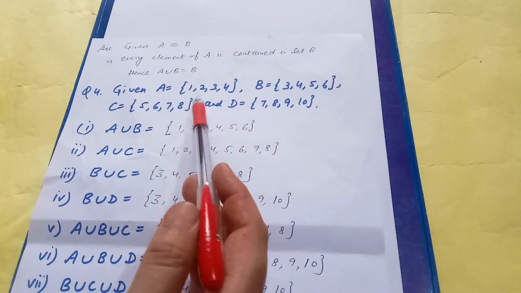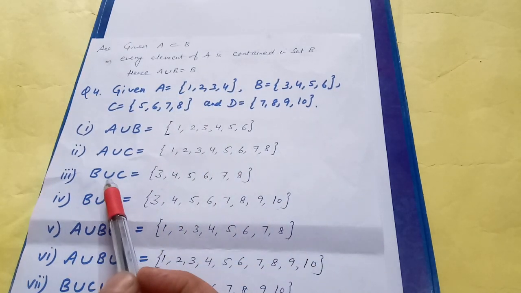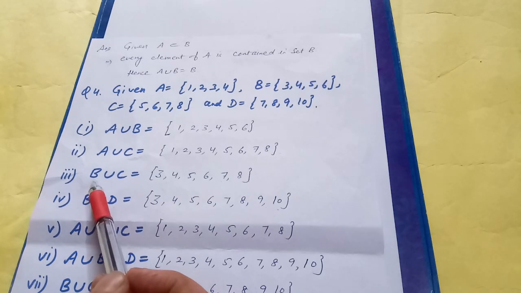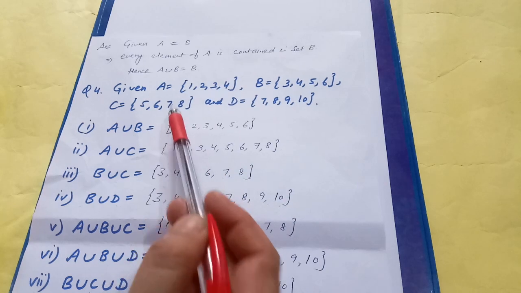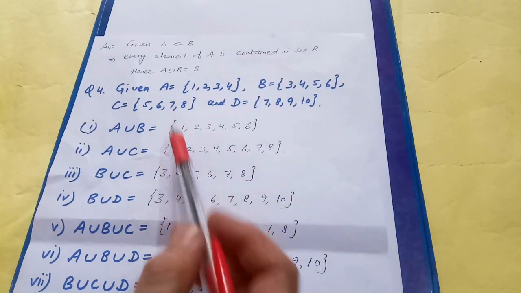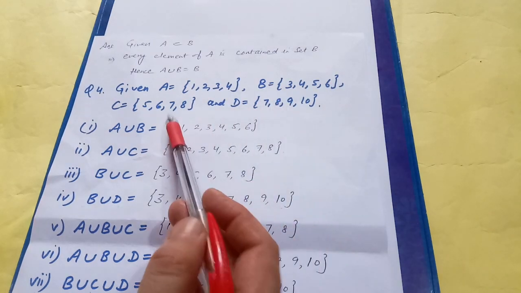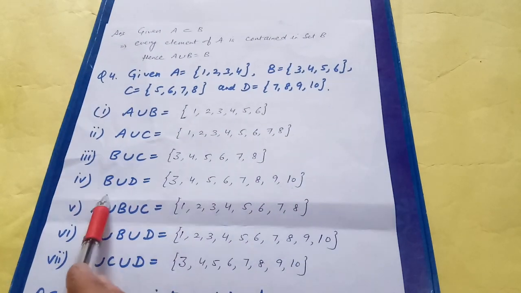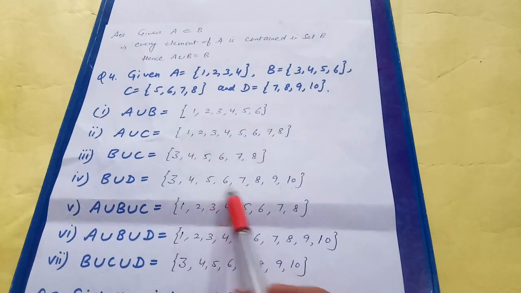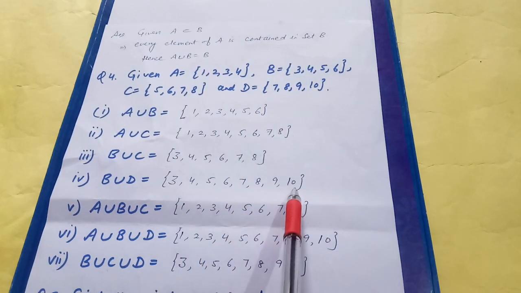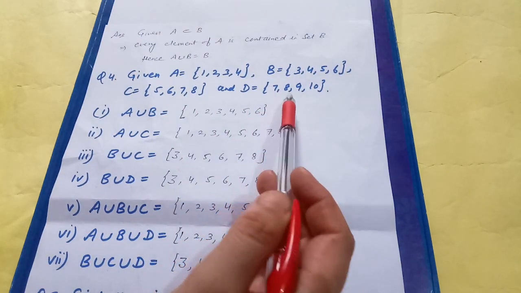A और C की आपने यहाँ पे यूनियन करनी है, A और C के एलिमेंट्स लिखने हैं. In third part, B union C. Now here you have to take all the elements of B and C. See, the B and C set are, now take the union of these two sets, 3, 4, 5, 6, 7, 8. Common elements are taken only once. B union D, B और D की यूनियन करेंगे इवन सेट से, that is 3, 4, 5, 6, 7, 8, 9, 10. No element is common between B and D.